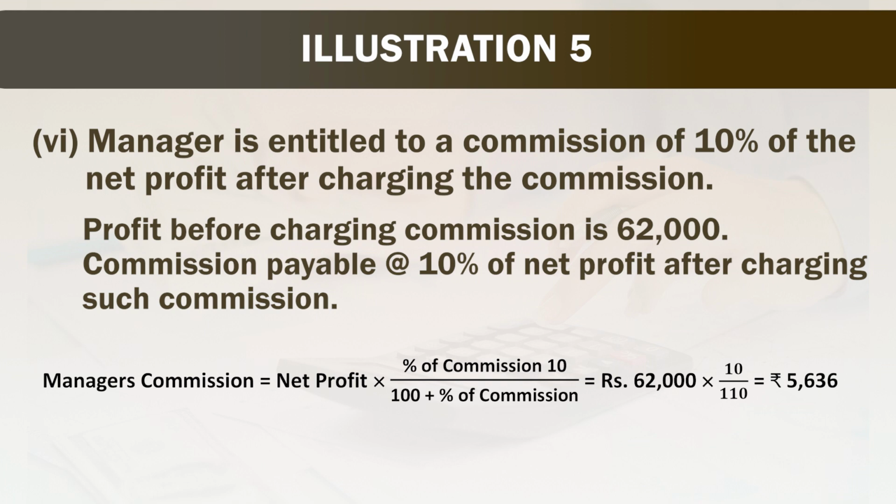Now, rupees 62,000 into 10 divided by 110, that comes to rupees 5,636. So, after deduction of commission the profit is rupees 56,364 and 10% of that amount is 5,636. So, here it is confirmation of commission which is to be paid to the manager.